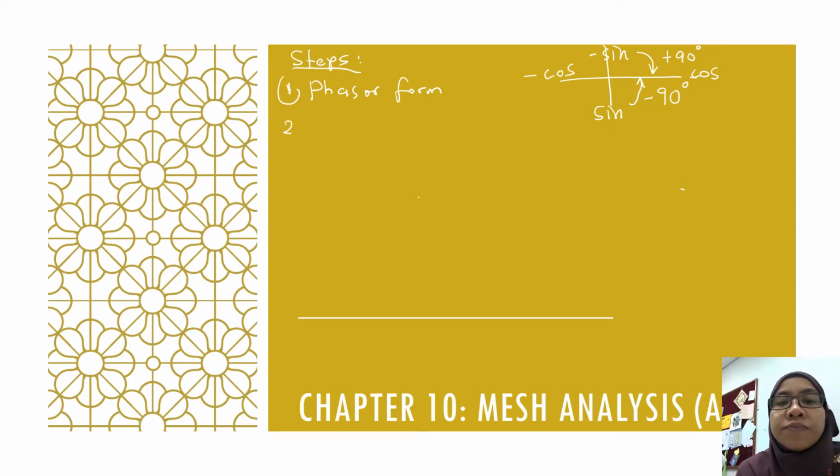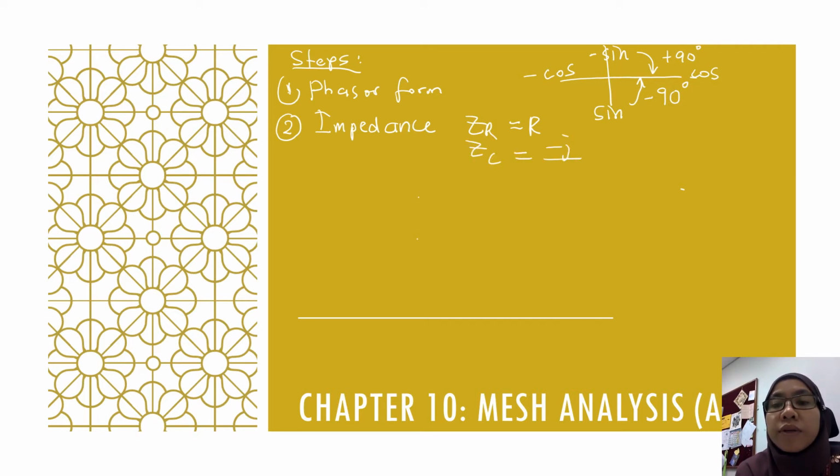Then number two, you need to convert everything in impedance. Okay, and impedance of R is equal to R. Impedance of C is equal to minus j over omega C, and impedance of L is equal to j omega L.